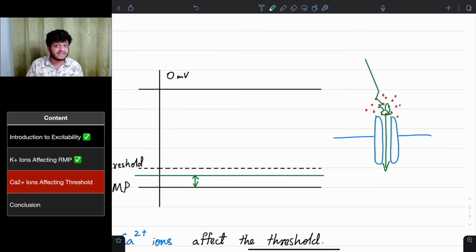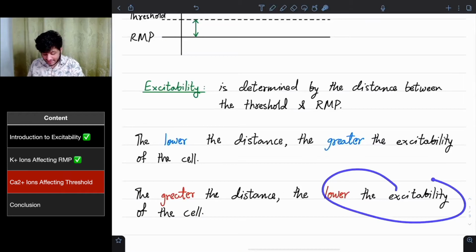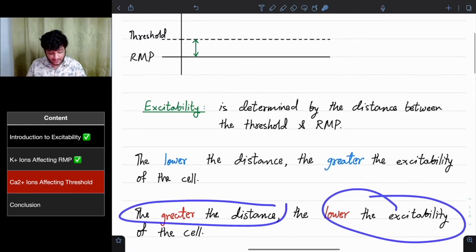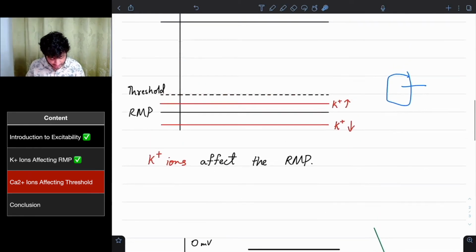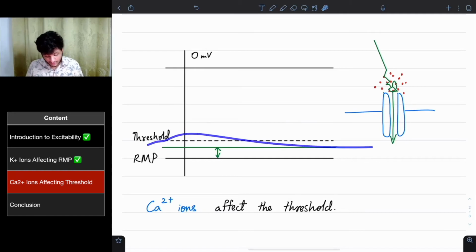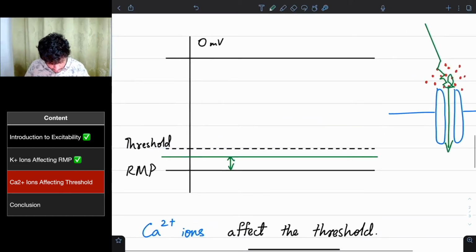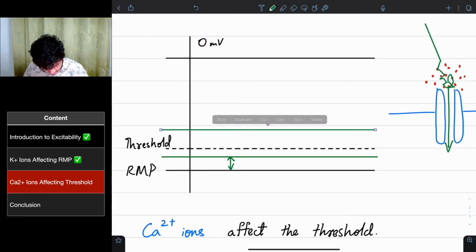What does it mean by a cell being less excitable? Less excitable, meaning the distance between the threshold and resting membrane potential is greater, right? So the threshold in this case would actually go above, okay, above the normal threshold. So I hope you understood. It's very easy to understand.